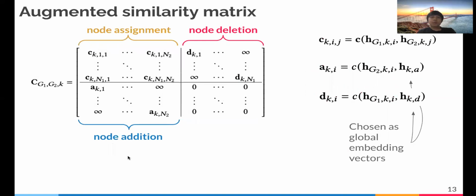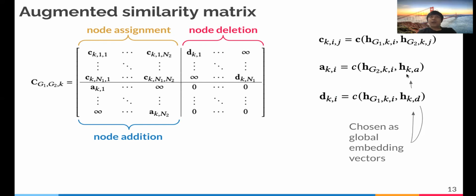So for this reason, we propose to extend the previous rectangular matrix into a square matrix, where we add two additional blocks. The block on the bottom left is responsible for node additions in the first graph, while the one on the top right is responsible for the deletions of the nodes in this graph. And these costs can be constant or can be calculated based on the GCN representations of the nodes. But constant costs result in more hyperparameter tuning. For such reasons, we employ the second approach, where we automatically learn the parameters of node additions and deletions.